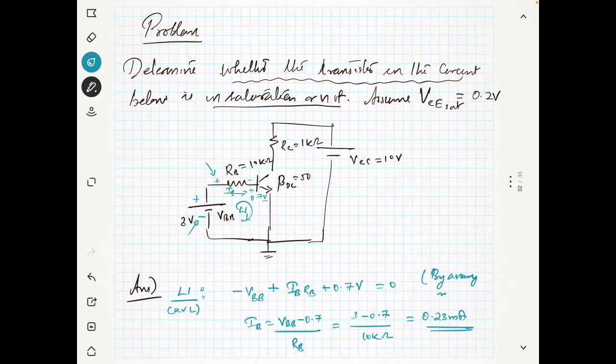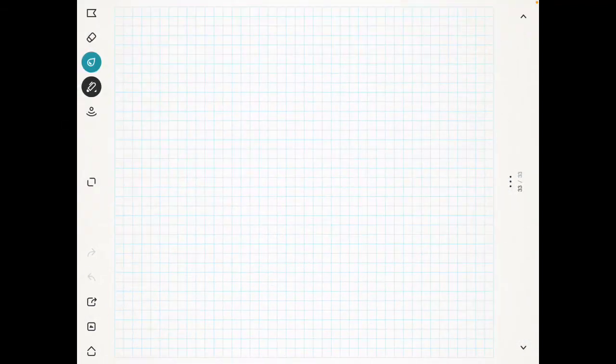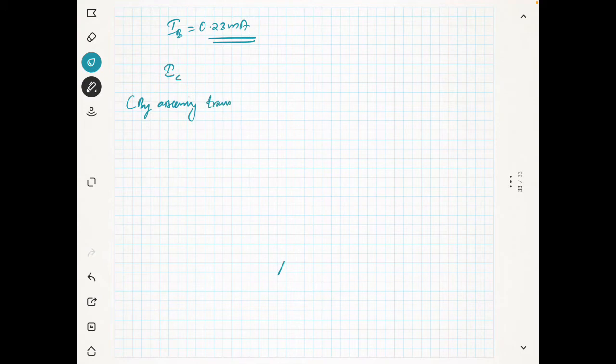By assuming active mode, we are calculating the current. Now we have got IB as 0.23 milliampere. Now we are going to find what the IC will be by assuming active mode. This is just an assumption. If our assumption is wrong, we will get something else. We will see how we can assume active mode, calculate, and find whether the transistor is in saturation or not.